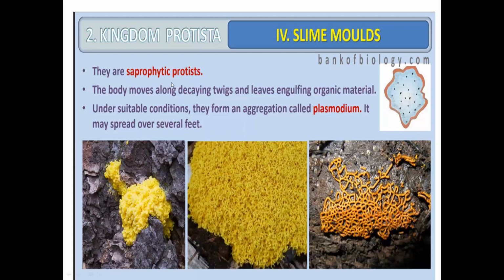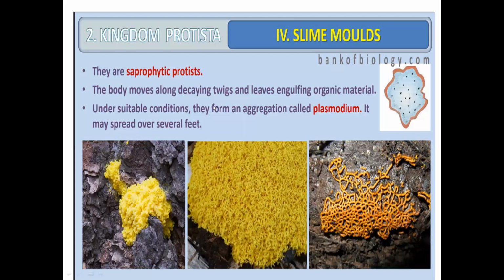So the body moves along the decaying twigs and leaves, engulfing organic matter. The body initially is very small. So if there is any leaf here, this part will start moving over it. If they find any organic matter over here, this part will start moving here. This is how it gets spread.